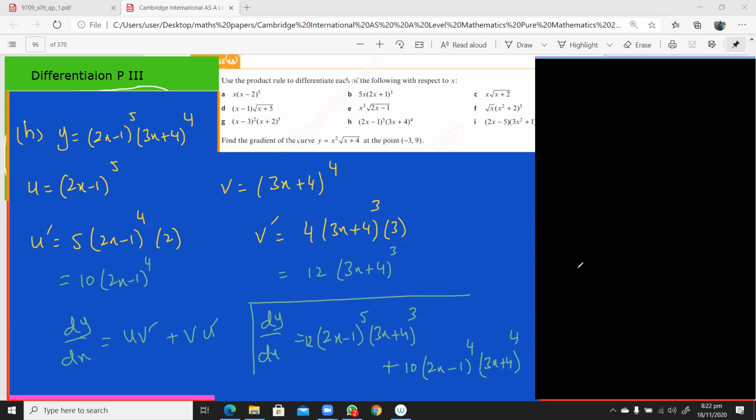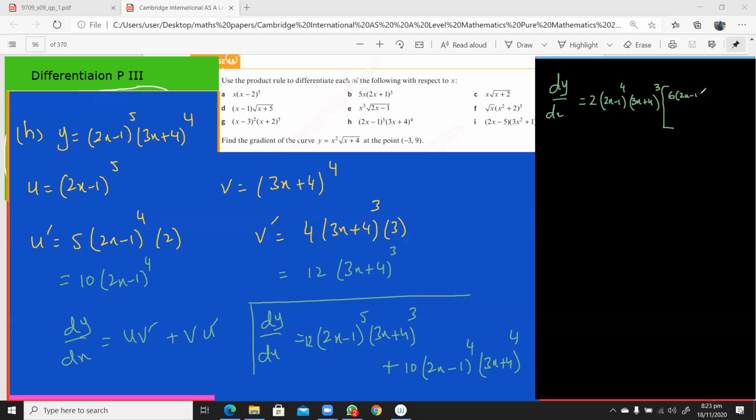Yes? And you see now you'll have to show your algebraic muscles here. Okay. So what is common in them? 3x plus 4 raised to power 3, and 2x minus 1 raised to power 4. 2 as well, because you have 12 here and you have 10 here. So your common is going to be 2 into 2x minus 1 raised to power 4 into 3x plus 4 raised to power 3.